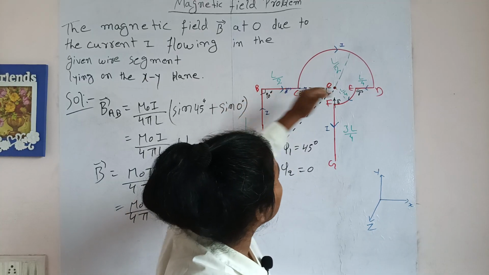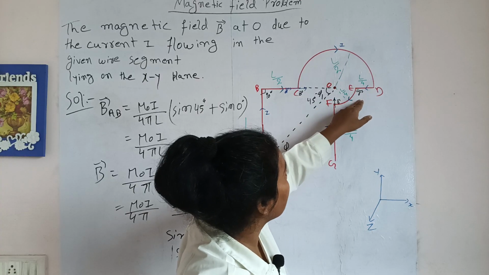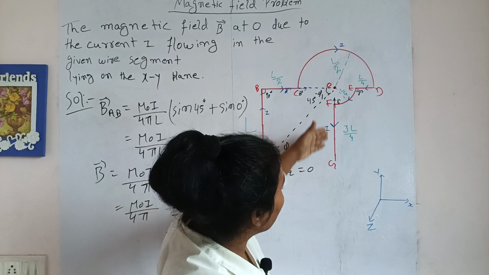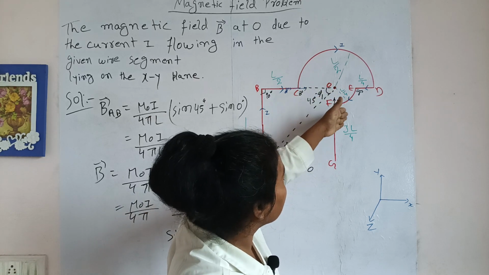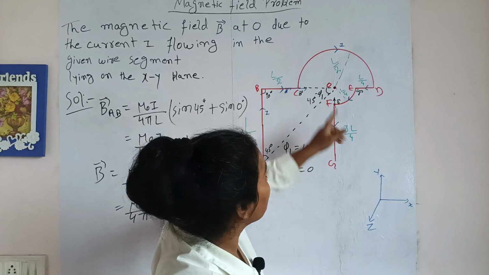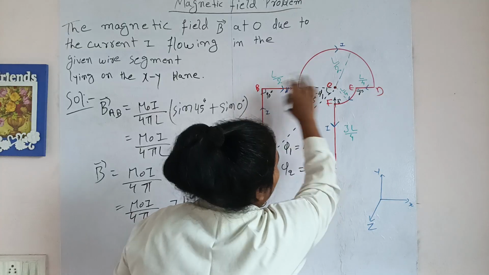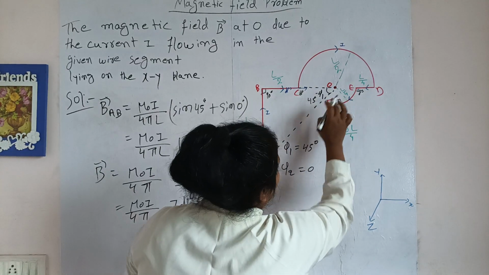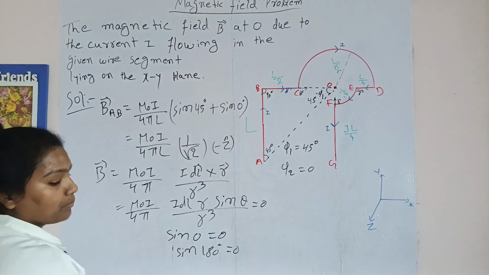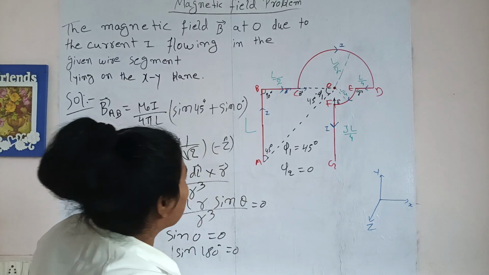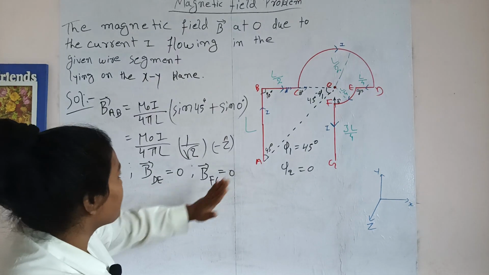For parts BC and DE, the angle between I dL and r was 0, so this field is 0. For part FG, the angle between I dL and r is 180 degrees, so the field due to this is also 0 at point O. So we have seen that the straight segments have no field here, they don't contribute to the field. See, the field due to BC, DE and FG is 0.